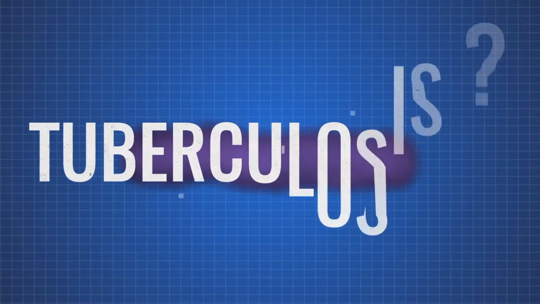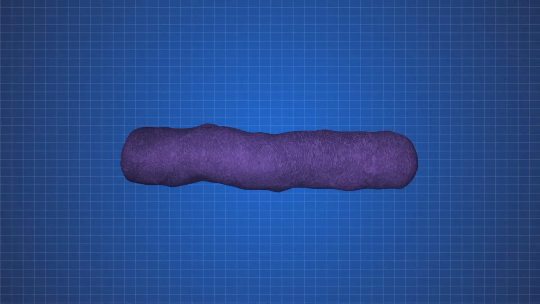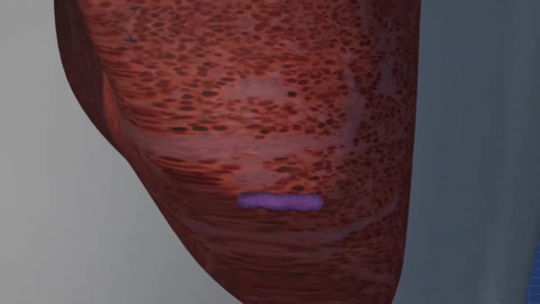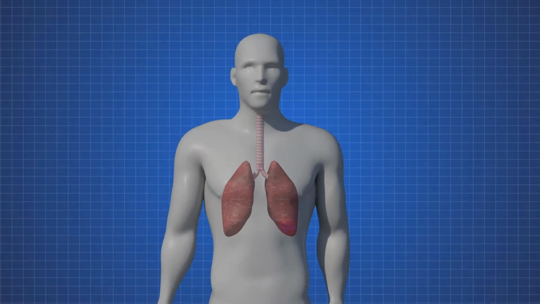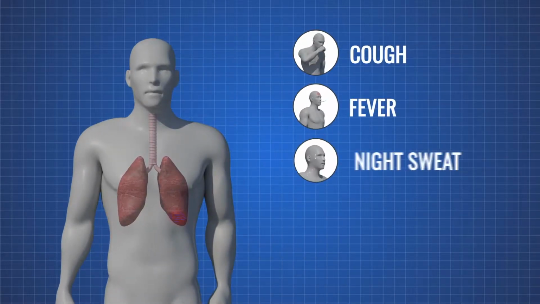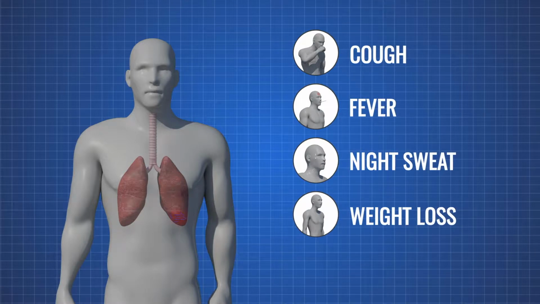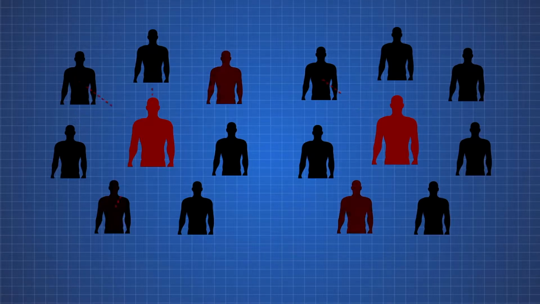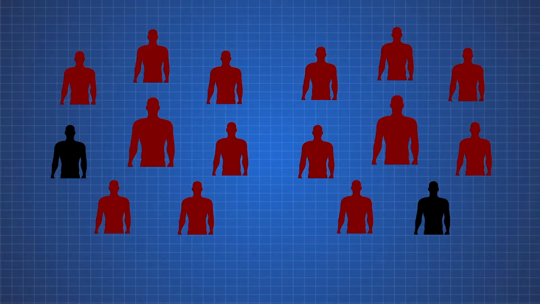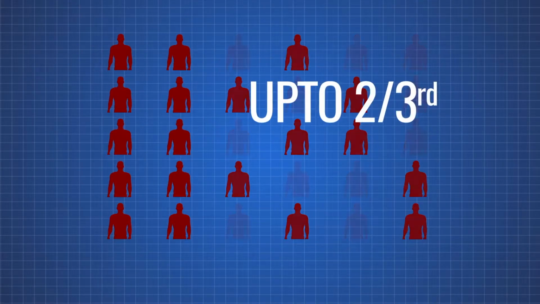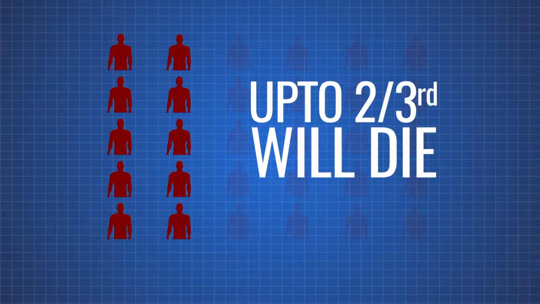So how does this disease work? It is caused by a bacteria called Mycobacterium tuberculosis. This bacteria usually affects the lungs but can affect other parts of the body. When a person develops TB, they will have a range of symptoms like cough, fever, night sweats, weight loss, etc. It's also super infectious. People who are ill with TB can infect up to 10 to 15 other people through close contact over the course of a year. Without proper treatment, up to 2/3 of people ill with TB will die.